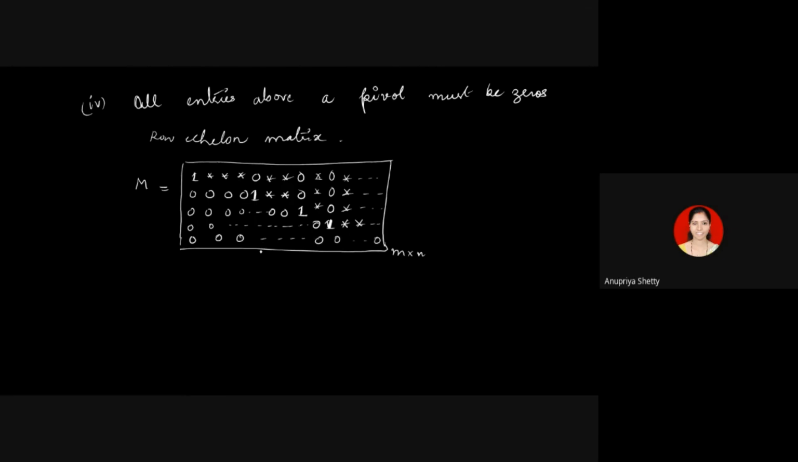If there was another row present, since this nth row is already 0, any other row below that should also be 0. So this is how a row echelon matrix normally looks. If some row is 0, all rows below that must be 0 rows. The first non-zero entry is always 1. The pivot of the next row is to the right of the pivot in the previous row, and all the entries above a pivot must be 0. So this is how a row echelon matrix looks.